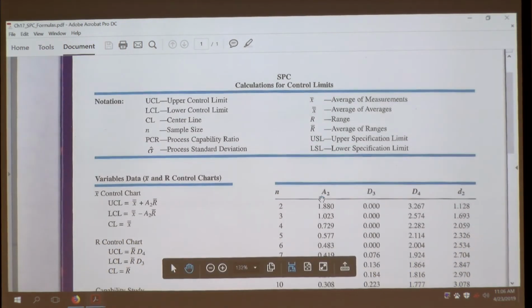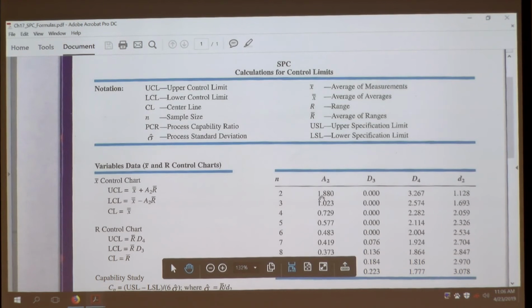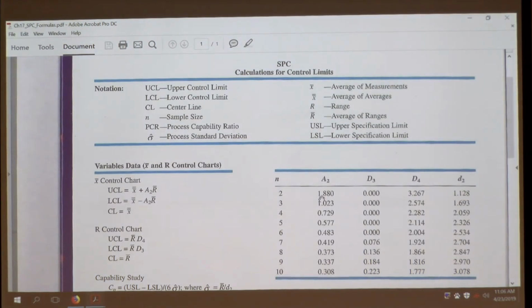There are several technical terms in control charts. The first ones are upper control limit and lower control limit, center line, sample size, and then we have process capability ratio, which I'm going to talk about, and the process standard deviation. So x bar is the average of measurements. X bar is the average of averages. And this is a range. R bar is the average of ranges. And then we have the upper specification limit and the lower specification limit.